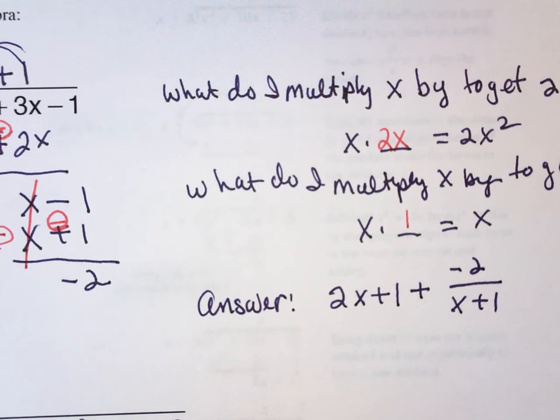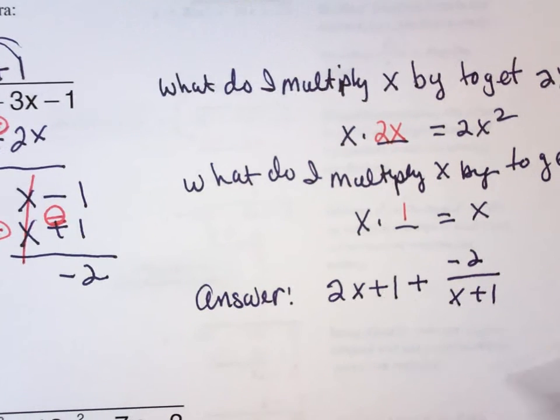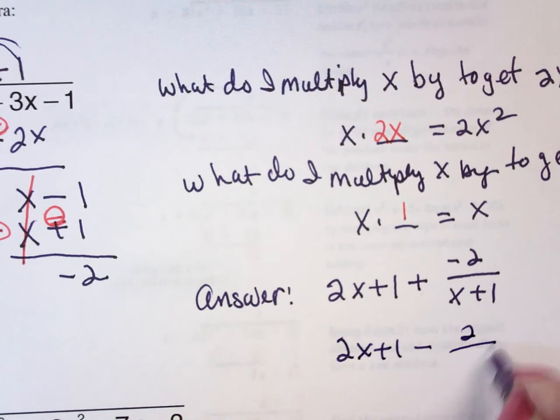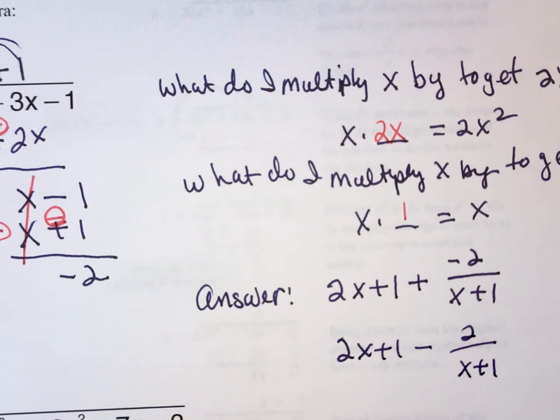So why wouldn't it just be minus, like 2x plus 1? Is it always plus the remainder? Yeah, but you could put the minus in front. So in other words, if you wanted to write it this way, it's fine. That's fine too. I'm usually on a roll, and I usually say plus the remainder, and the numerator happens to be negative.